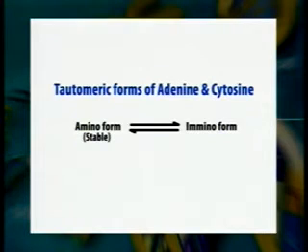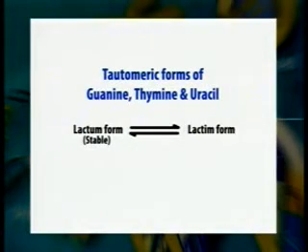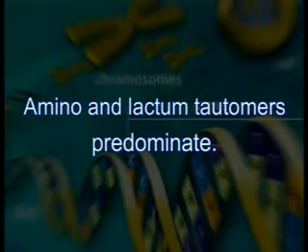Adenine and cytosine can exist as either amino or imino forms. And guanine, thymine, and uracil can exist as either lactam or lactim forms. The 2 forms of each base exist in equilibrium. But under the conditions found inside most cells, the amino and lactam tautomers are more stable, and therefore they predominate.